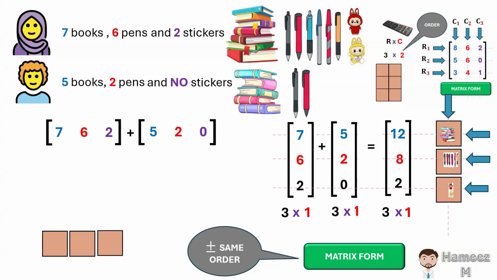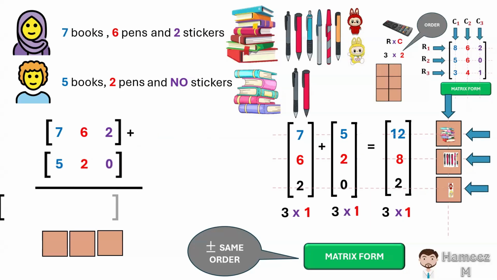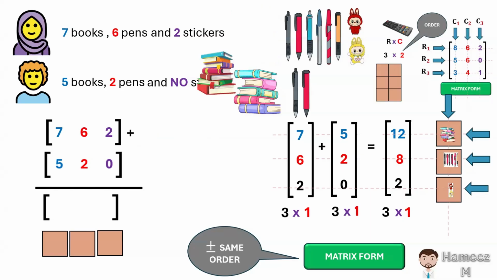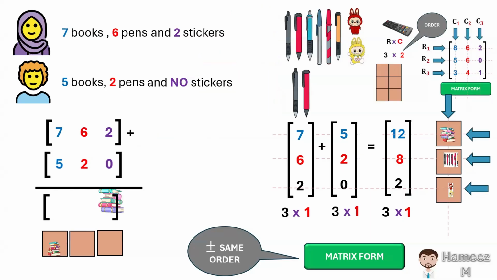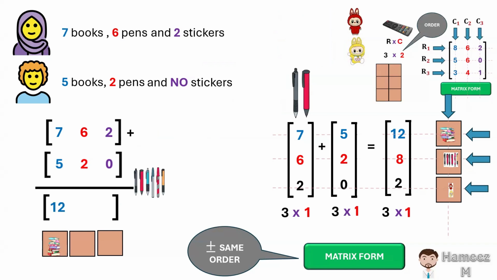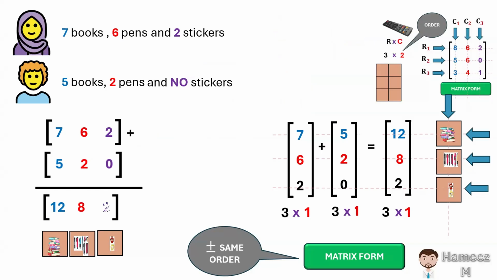Some students get a little confused, and that's okay. We can think about it a little differently. We can take this whole thing and carry it down below. And it's like normal addition. How many books do we have in all? Let's see. We have 7 books from Sarah and 5 from Liam. So 7 and 5 is 12 books. We have 6 pens from Sarah and 2 pens from Liam. So it's 8 pens. And we have 2 Lubaloo stickers from Sarah and none from Liam. So that gives us 2.